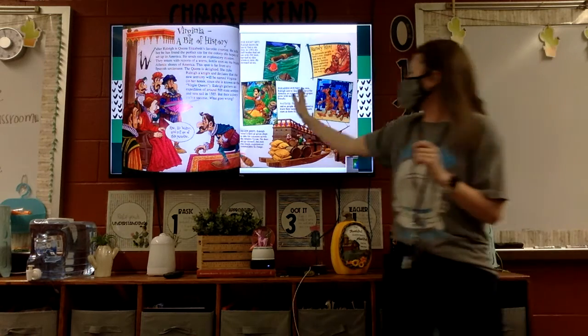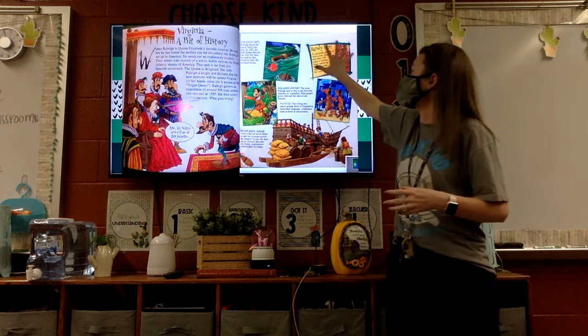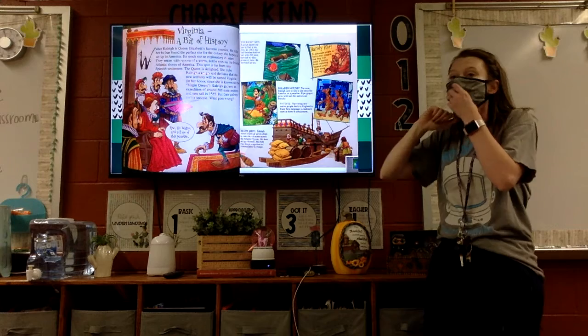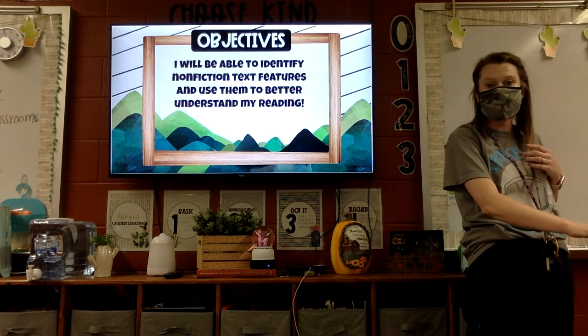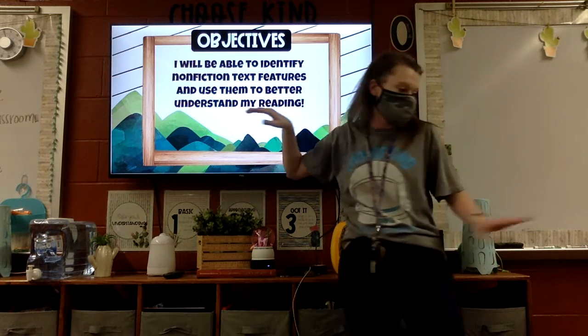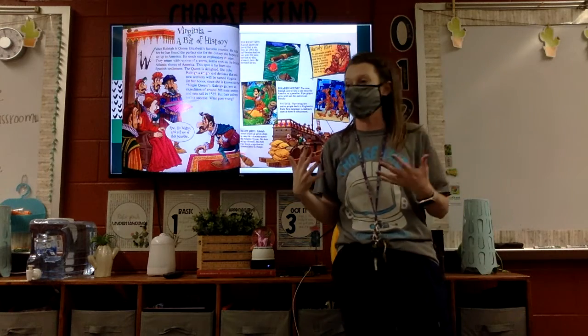Okay? So look at us. When it describes an illustration, it is a caption. When it stands alone all by itself, like this does, it's a fact box. Okay? Now, it's important that we know the difference because that's part of our goal, right? Our goal is to be able to identify them and use them. So even though I've gotten good at using them, I still need to make sure I'm identifying them.